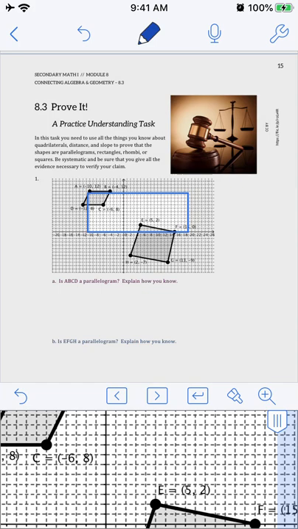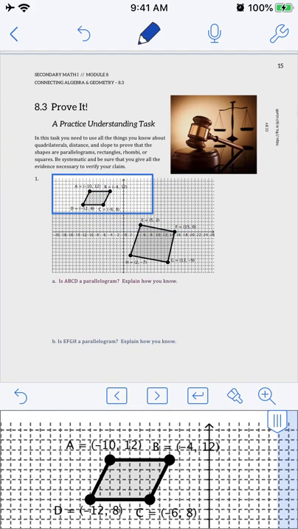In this task, you need to use all the things you know about quadrilaterals, distance, and slopes to prove that shapes are parallelograms, rectangles, rhombi, or squares. Be systematic and be sure that you give all the evidence necessary to verify your claim. Alright. We have two pictures here. We have ABCD and EFGH. It's a little hard to read, not gonna lie to you. So luckily, you have this video and you can zoom in and see things.